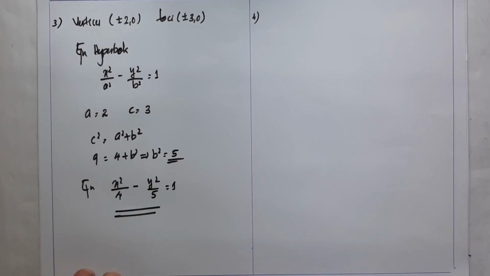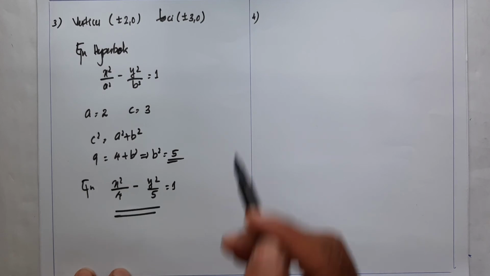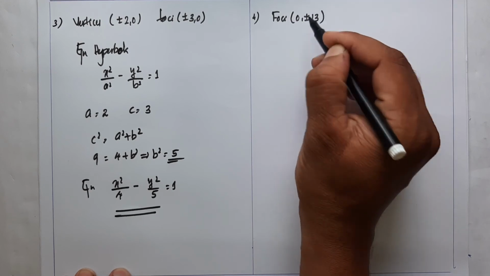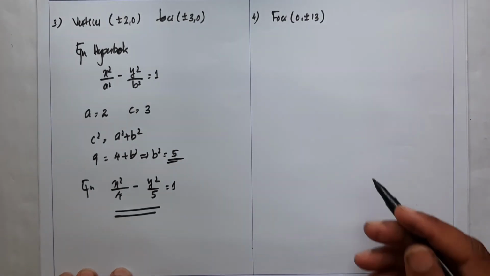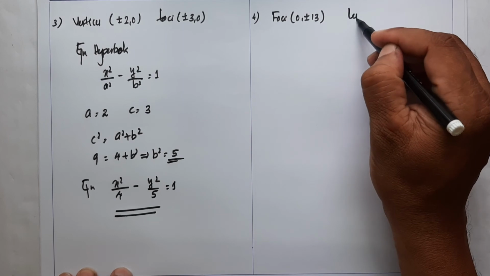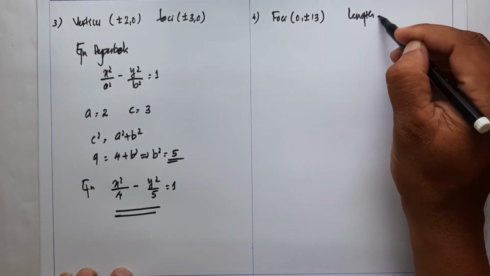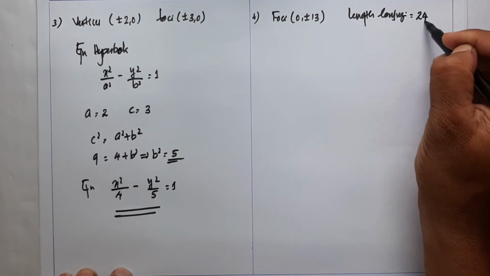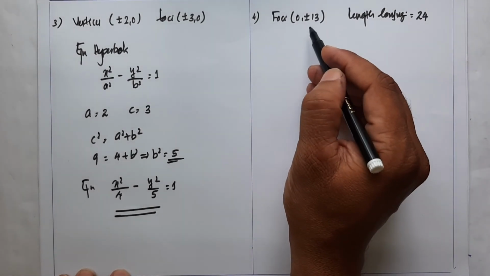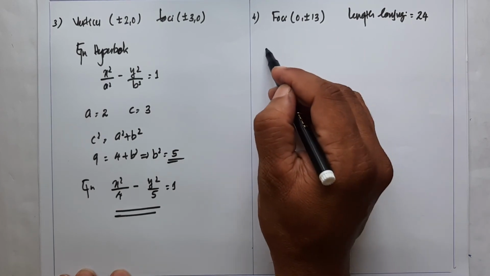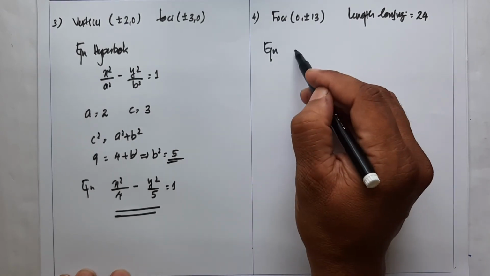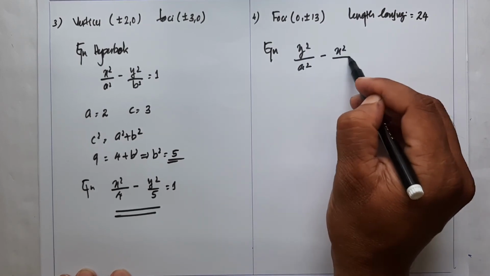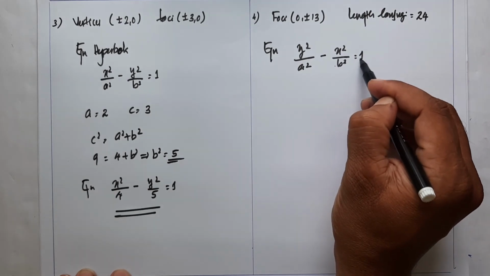Okay, next question: foci (0, ±13) and length of the conjugate axis equal to 24. Here the foci are non-zero values on the y-axis, and therefore the equation of the hyperbola is y square divided by a square minus x square divided by b square is equal to 1.